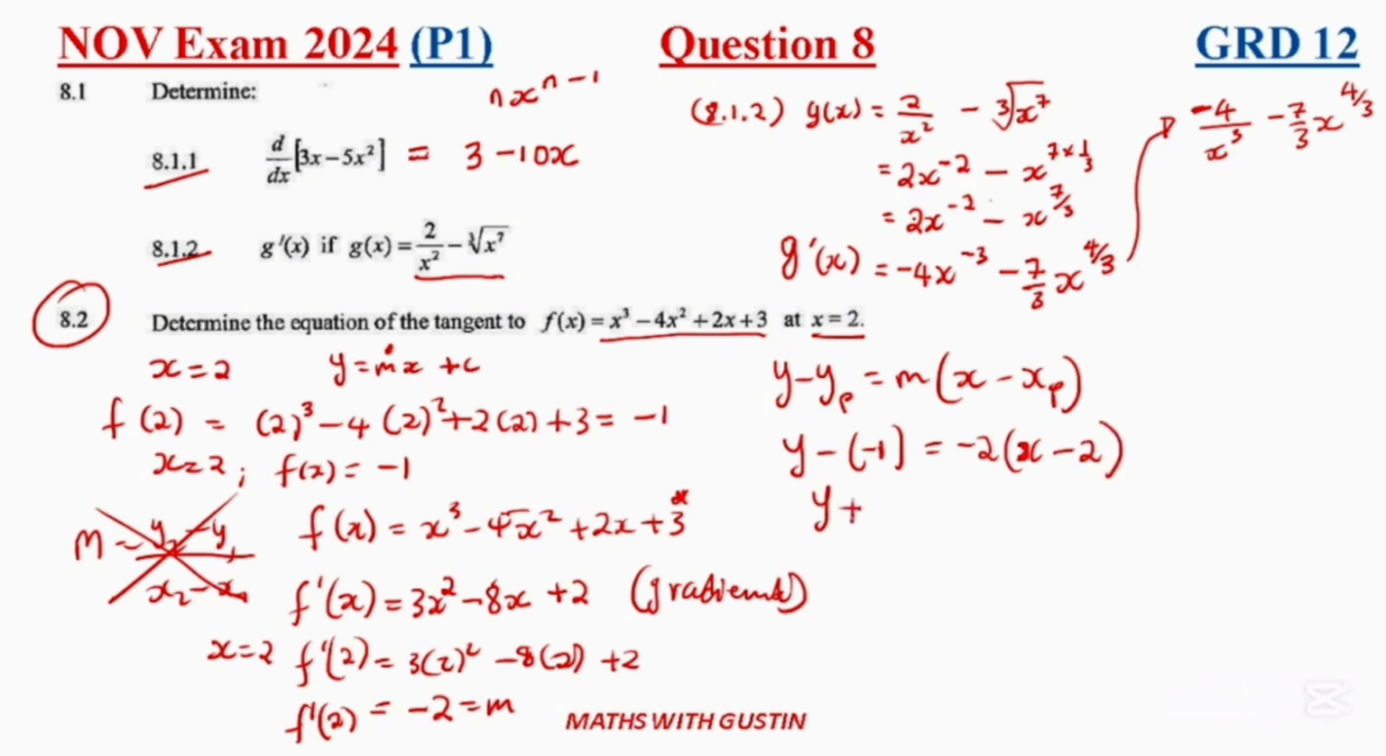All right, so y plus 1, now you're just simplifying here, remove the bracket here, binomial -2x, -2 times -2 is +4. Then you take 1 to that side, so it's going to be y is equal to -2x plus 4 minus 1, so y is equal to -2x plus 3. So our answer is -2x plus 3. Now that's the equation of a tangent touching at the point x is equal to 2.